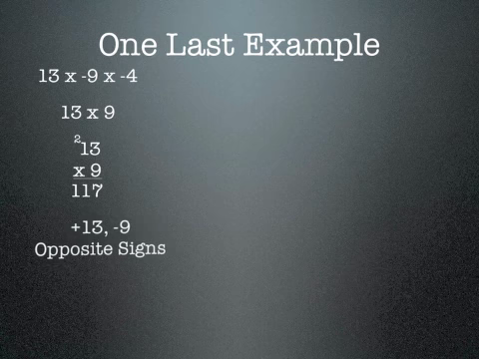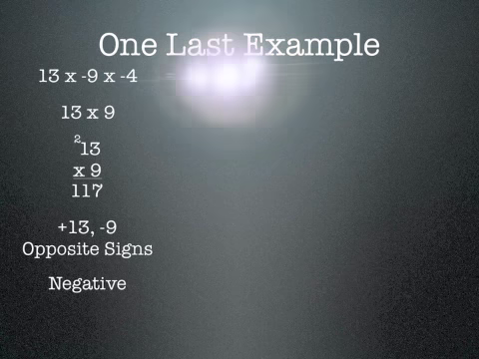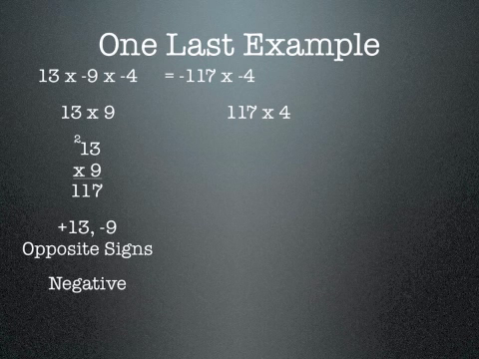Now again, I check the sign. I have a positive 13 and a negative 9. Opposite signs create a negative answer. So now I have negative 117 times negative 4. Again, I multiply these like they were positive numbers.